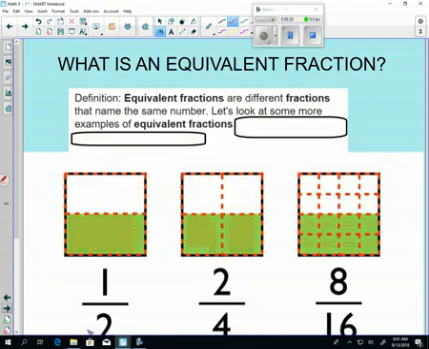So, equivalent fractions are different fractions that name the same number. Different fractions that name the same number, like 5 over 10 and 1/2. So here are some examples right here.